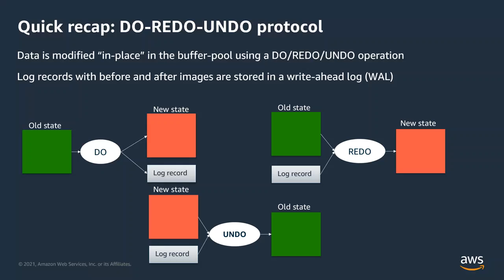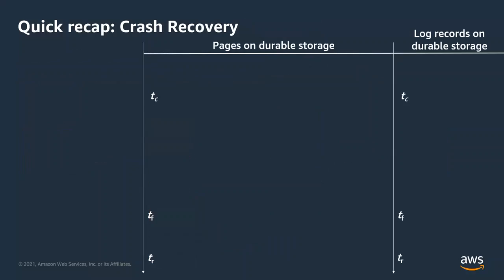In some cases, we may have to revert the change. In which case, we take the new state and apply the opposite of what has been applied before, and that is called the undo operation, to get the old state. So this is the mechanics of how the database moves the state from one to another.